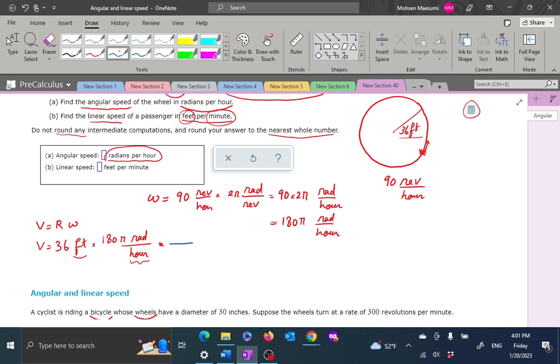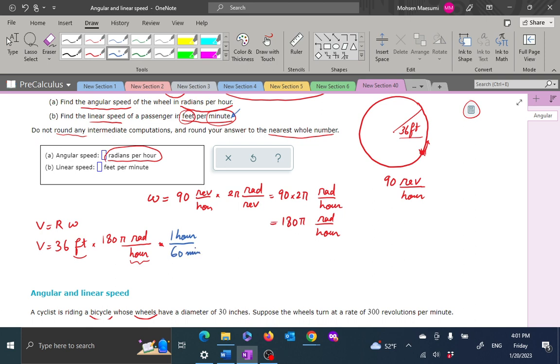I make a fraction. The unit I want to get rid of, I put that opposite of this thing. So if this is in the denominator, this one is going to be in the numerator, and vice versa. And I write the equivalent of this in the unit I want, which is now in minutes, 60 minutes.